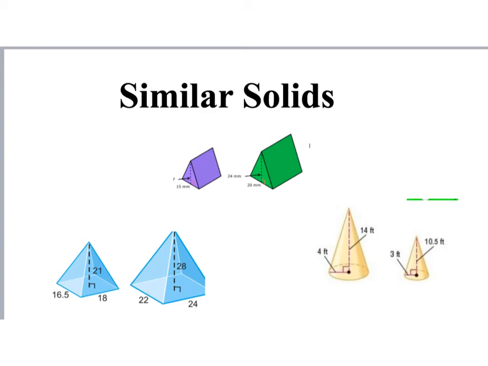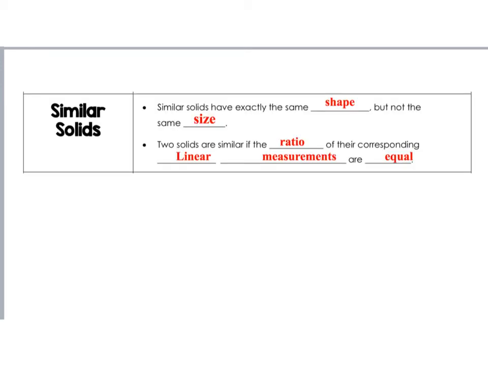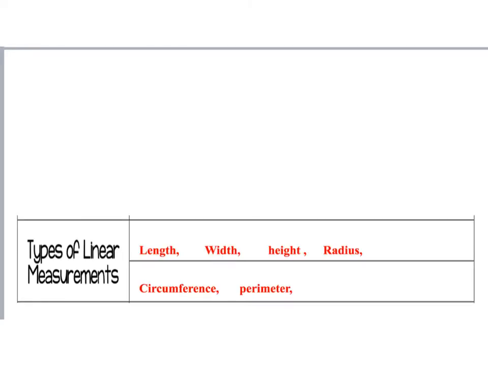Today we're going to be studying similar solids. Similar solids have exactly the same shape but not the same size. Two solids are similar if the ratio of their corresponding linear measurements are equal. When we talk about linear measurements, we're talking about length, width, height, radius, circumference, and perimeter.